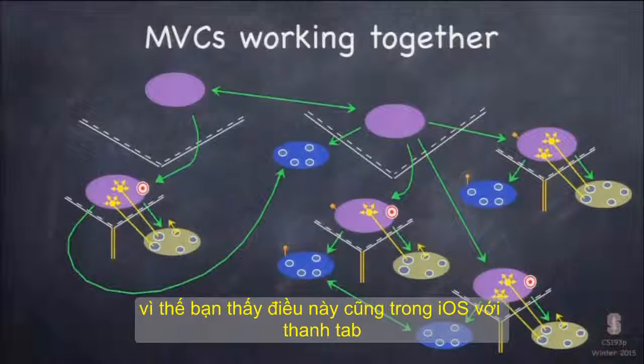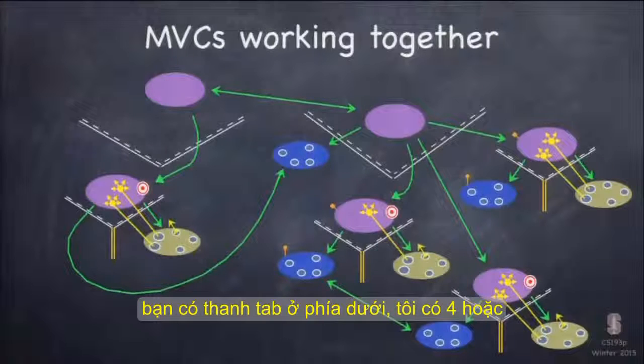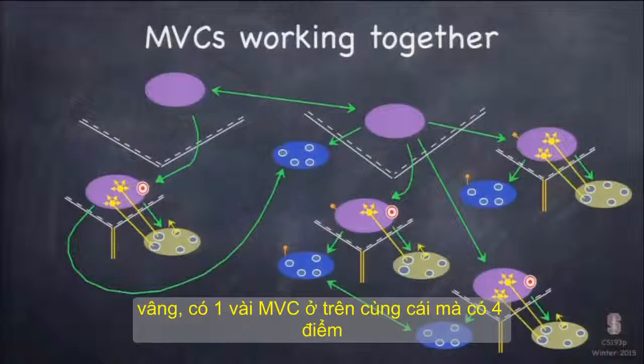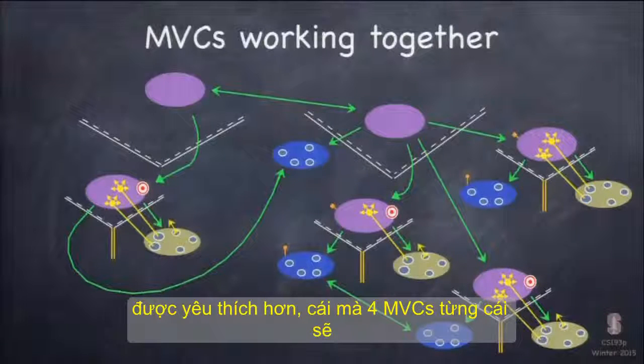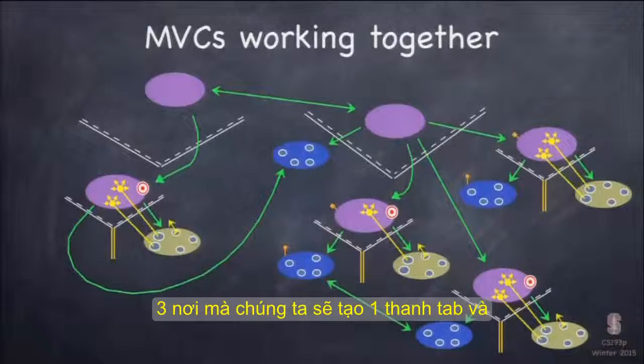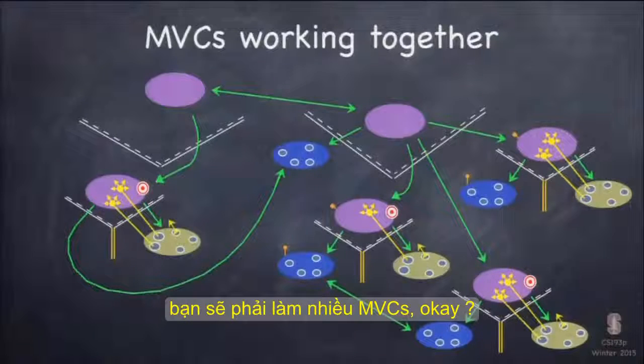So you see this also in iOS with tab bar controllers, right? You have the tab bar along the bottom might have 4 or 5 things you can choose. Well, there's some MVC at the top that has 4 pointers to 4 minions, which are the 4 MVCs that are each going to appear in a tab bar. And we'll be doing that, for example, in assignment number 2 or 3, where we'll be making a tab bar, and you're going to have to do multiple MVCs.